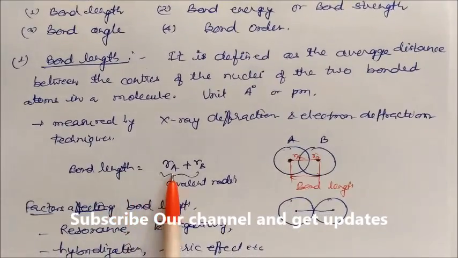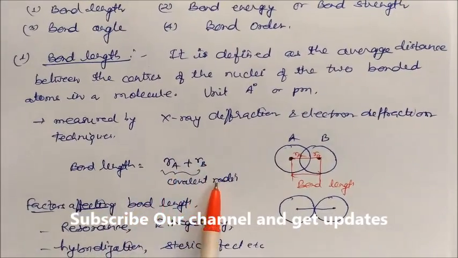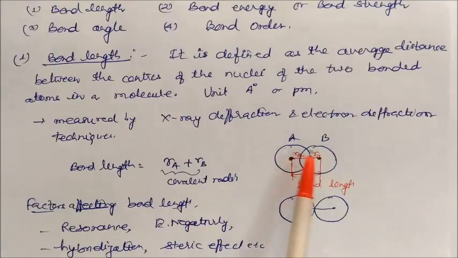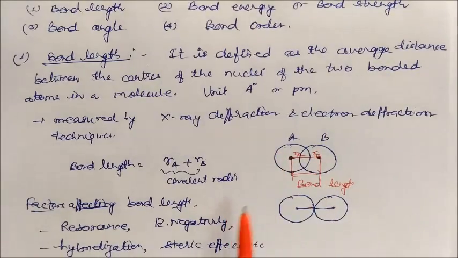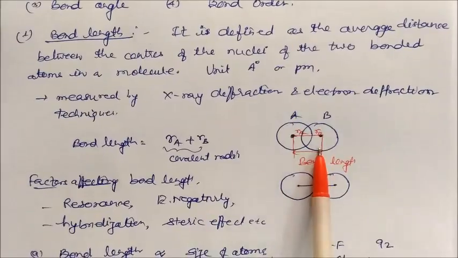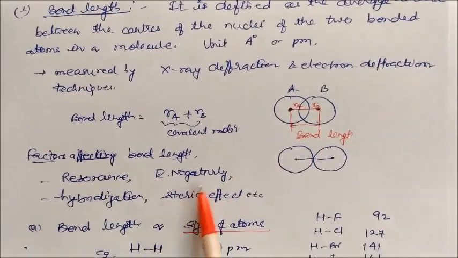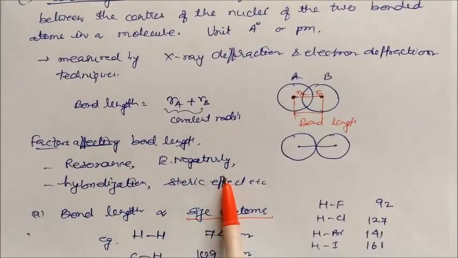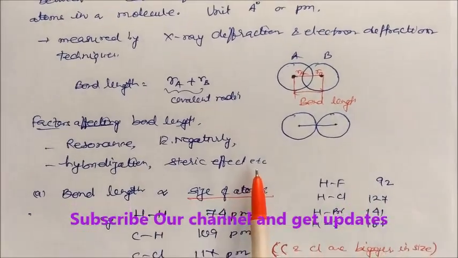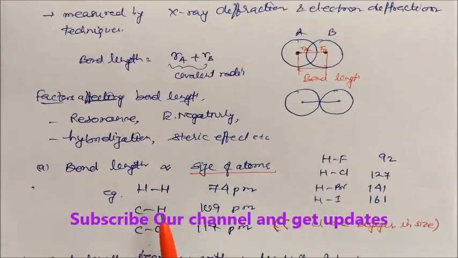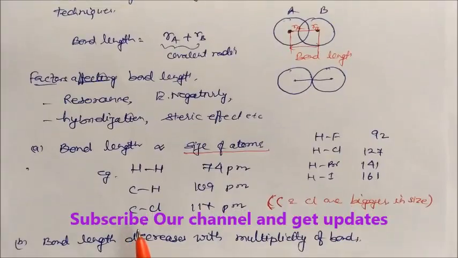Bond length is Ra plus Rb, which is nothing but the covalent radius. You can see these are two different atoms, A and B, in a covalent molecule. This covalent bond is there, and this is the total bond length. Ra is the radius of atom A and Rb is the radius of atom B. Now this bond length is affected by some factors like resonance, electronegativity, hybridization, or steric effects. We will see how it is affected by taking some examples.